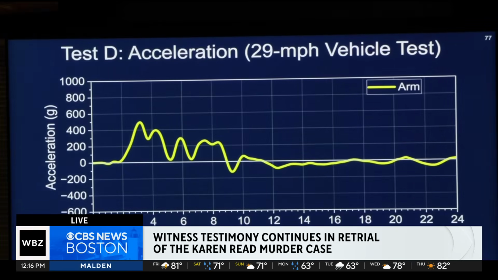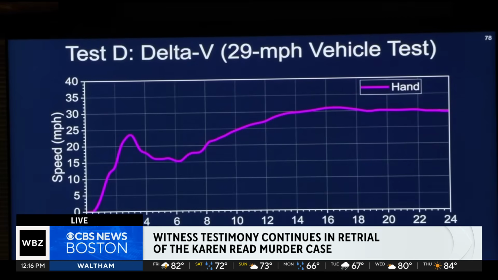You indicated 800 Gs in the last graph. What's the difference? What's the difference in the delta between the 500 and the 800? Between the hand and the arm? Understood. Which one suffered or was subject to 800 Gs? That would be the hand. And which one was subject to the 500 Gs? That would be the arm. Next slide, please.